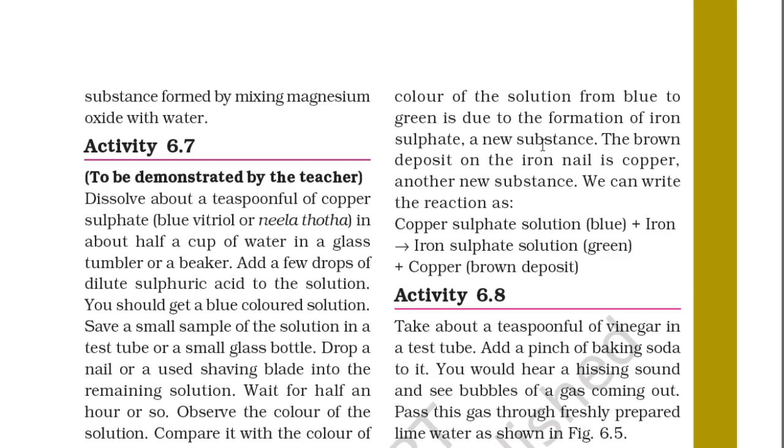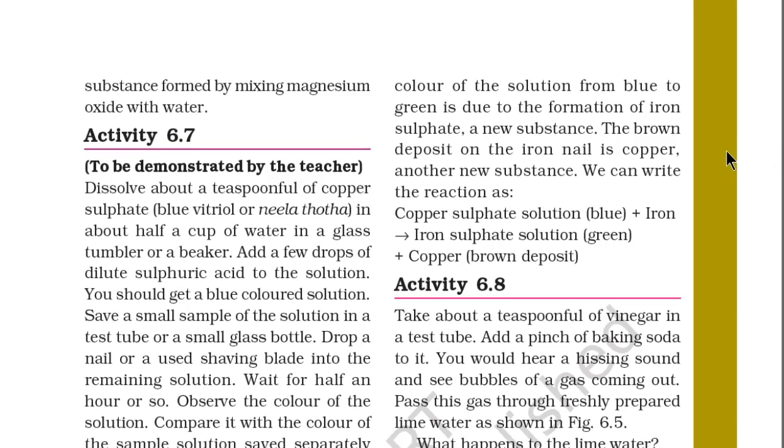The brown deposit on the iron nail is copper, another new substance. We can write the reaction as follows. Copper sulfate solution, which was blue, plus iron will give iron sulfate solution, which will be green, and copper, which will be on the top of the iron nail in the form of a brown deposit.